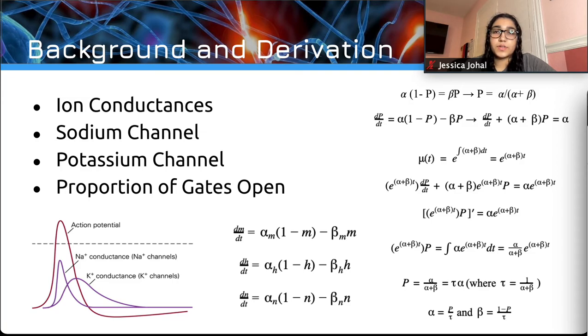And then I also know that the rate at which the proportion of gates open is changing is equal to the amount that are opening minus the amount that are closing, because that's how much would be changing. And so if we solve this differential equation using methods we learned in this class, putting it in linear form, and so on, we get back to this P equals alpha over alpha plus beta, showing that it's valid. And then if we plug in the m, h, and n for each of the different types of gates into P to represent the probability of each of those gates being open, we get the first three equations of the Hodgkin-Huxley model.